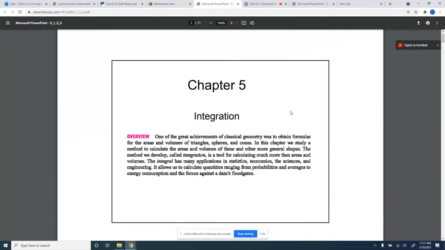For example, if we're dealing with a circle, we can find the area and the perimeter of a circle by use of some formulas. There's a formula to find the area of a circle, and a formula to find the circumference of a circle. We can also find the area and the perimeter of a rectangle, triangles, spheres, cones, that sort of thing. These are all classic geometric shapes, and there are formulas to find such areas.